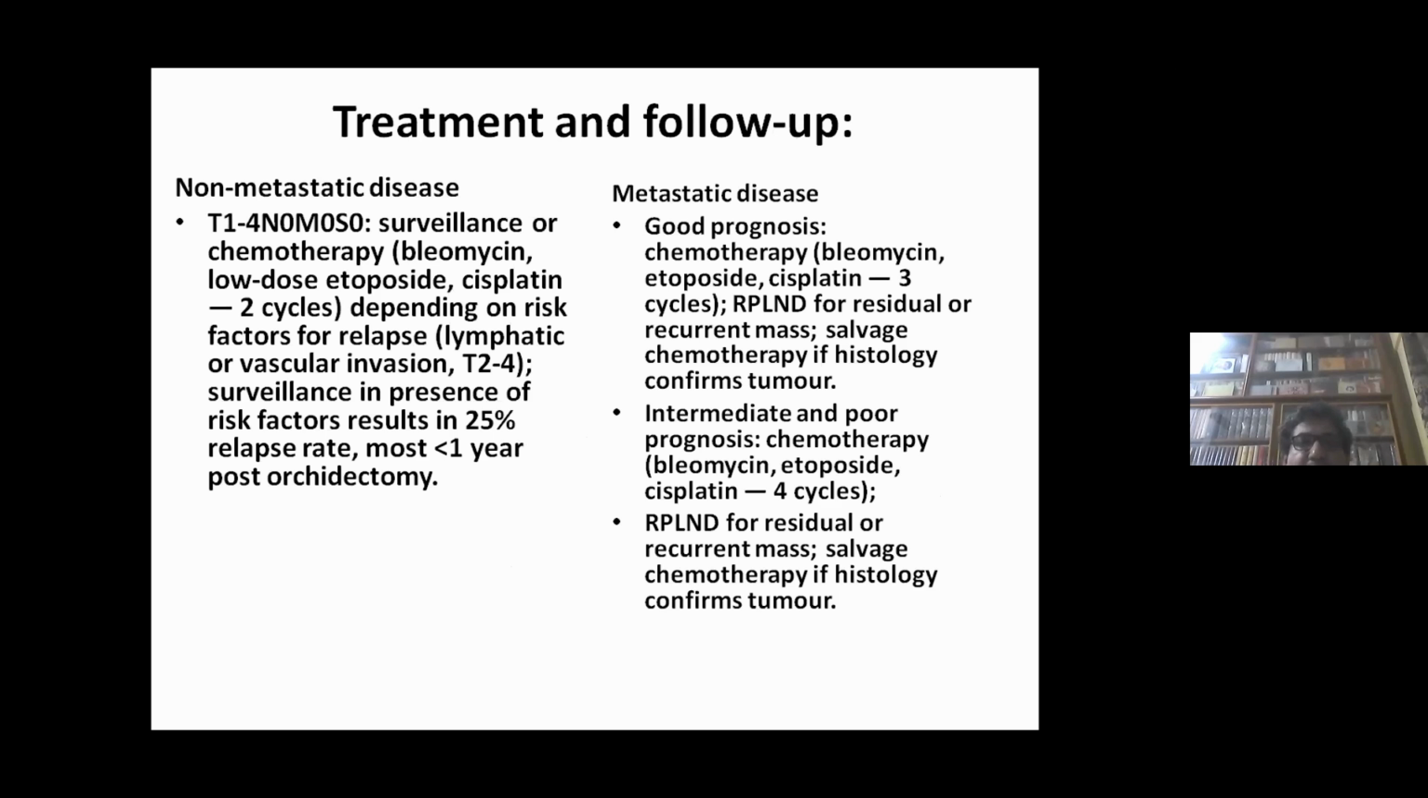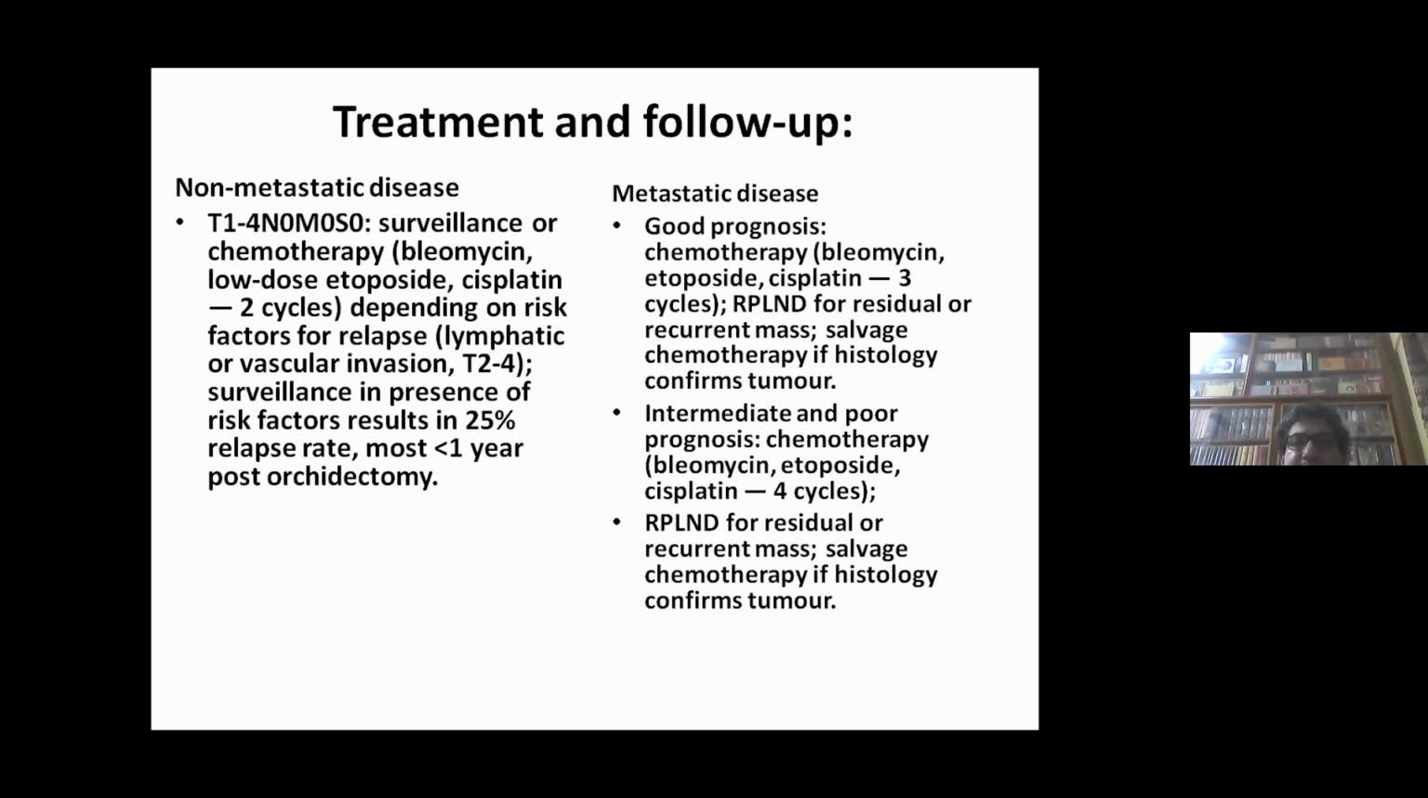Now, treatment and follow-up for non-metastatic disease, T1 to 4 N0 M0 A0: surveillance, or chemotherapy with bleomycin, low-dose etoposide, and cisplatin for 2 cycles, depending on risk factors for relapse, lymphatic or vascular invasion, T2 to T4. Surveillance in the presence of risk factors results in a 25% relapse rate, mostly less than 1 year post orchidectomy.